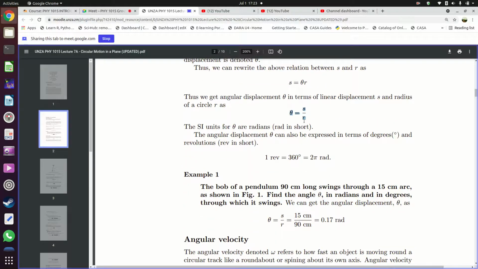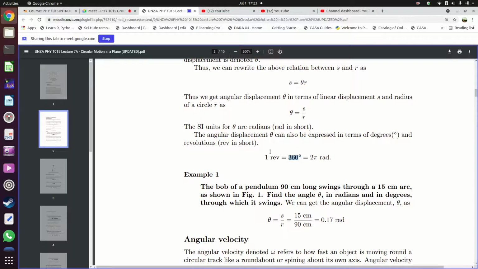That's your angular displacement, and it is measured in radians. Your S, the arc length, is measured in meters. Your radius is measured in meters. So when you divide, you end up with your angular displacement, which is measured in radians. The short form for radians is rad. And 2 pi radians is equal to 360 degrees, like I've mentioned before.